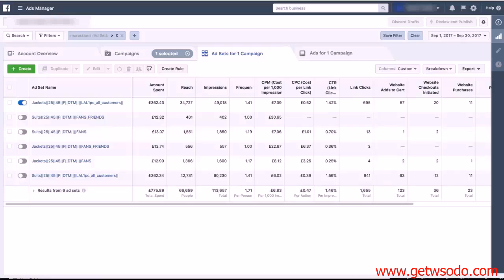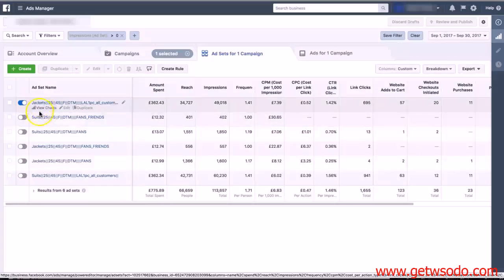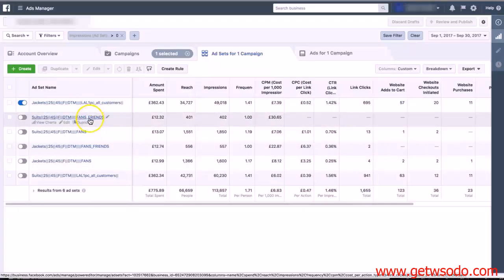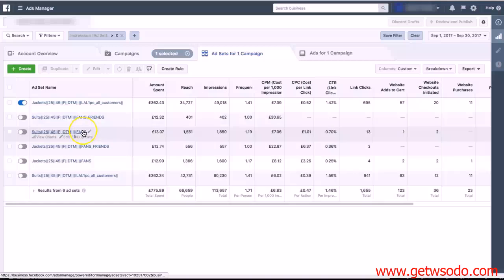So in this first example, I'm looking at an account where we ran the graduation framework for two different categories. For this particular account, we had suits and jackets, and they were for children, and we tested both categories against three different audiences: a lookalike of 1% of existing customers, fans of friends, and also fans directly, to see how they would react to the creative and the products within that as well.